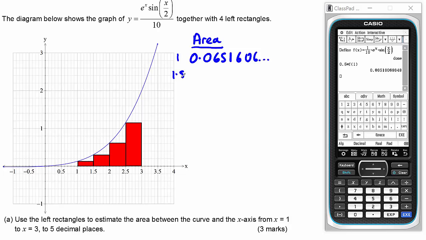And then we've got 1.5. So all we need to do is change this. Actually, let's copy it and paste it in here, and then change that to 1.5. That gives 0.1527. Then we want it at 2, so let's paste again and change it to 2. That gives 0.3108.